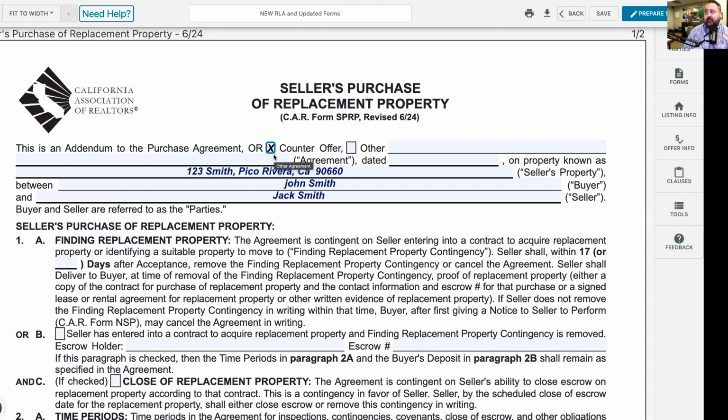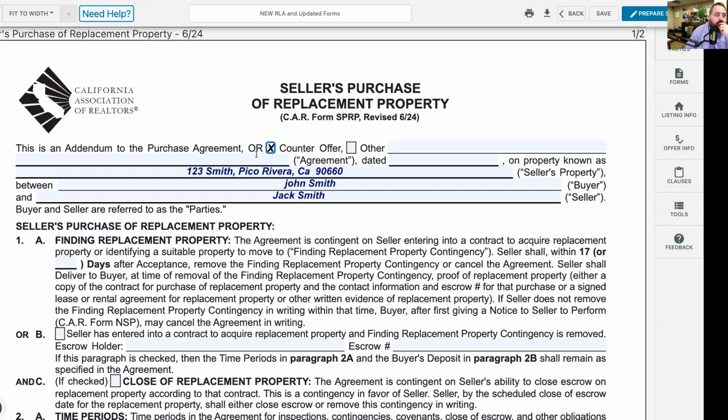Even if I were to tell a buyer's agent that I'm contingent on finding a replacement property prior to them submitting an offer, they're not going to send an SPRP because they don't know the terms. They don't know what we need. And even if they did, it's just going to lead to another counter anyway. So you, as listing agent, when you fill this out, it is going to be an addendum to the counter offer because you're including it in your counter offer.